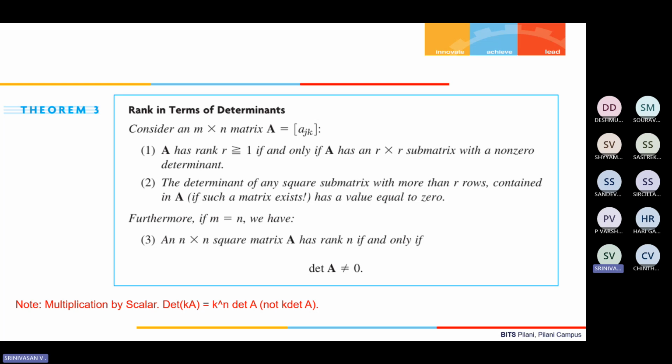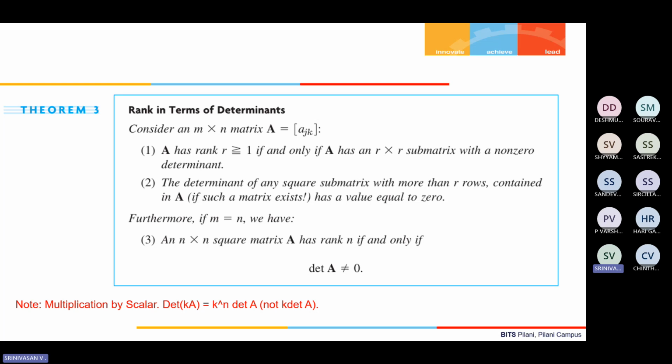There can only be 4 square submatrices, each of order 2 by 2, isn't it? If all of them give determinant value 0, then you just declare that rank of A is equal to 1. So the minimum value of the rank is 1. Rank of A will be 0 only when the matrix is a 0 matrix, not otherwise. Therefore, minimum rank is 1.